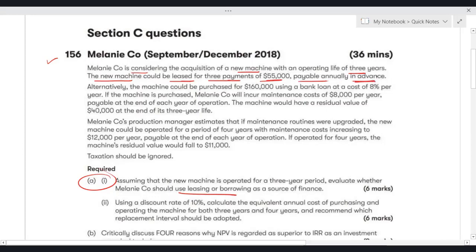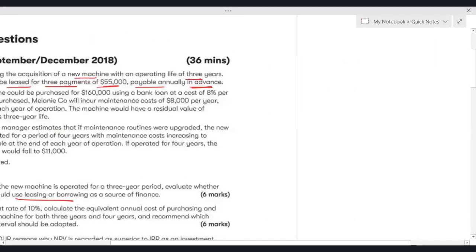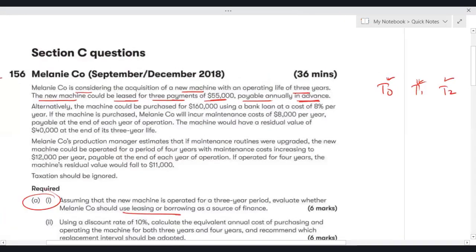That is very important. If you're paying rentals in advance and you are paying 3 rentals, then T0 will be the first rental payment time, then T1 and then T2. So 3 payments will take altogether 2 years because the company is paying in advance.